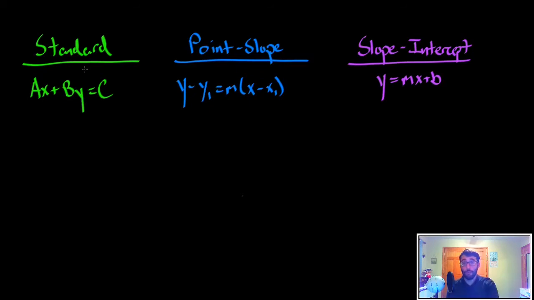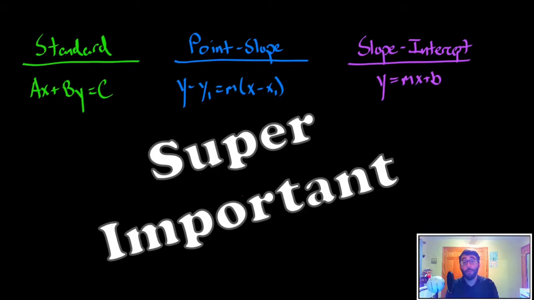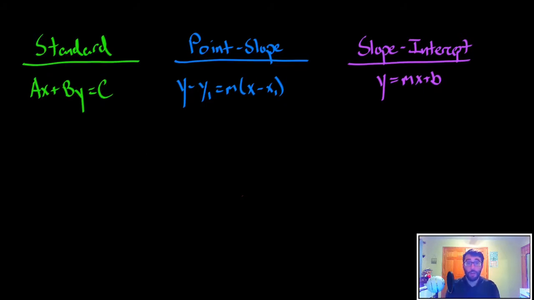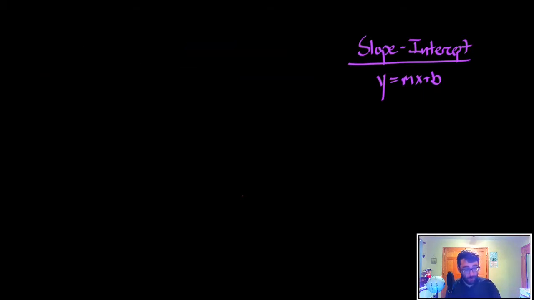There is standard form, which is ax plus by equals c, where a, b, and c are just numbers like 2, 3.5, 2.718, whatever. We have point slope form, which gives us a point and the slope of the line. The point is this x1 and y1 here, and the slope is m. And then there's slope-intercept form, which is probably the most widely used and most widely taught of the three forms. That's the one we're going to be focusing on today as well. So I'm going to get these other two out of here.